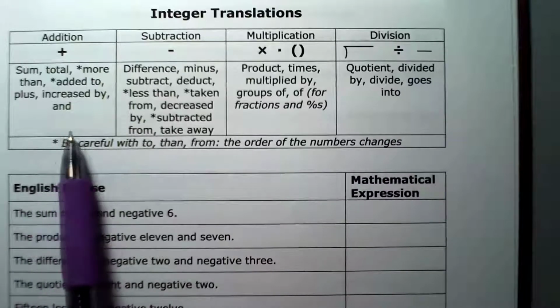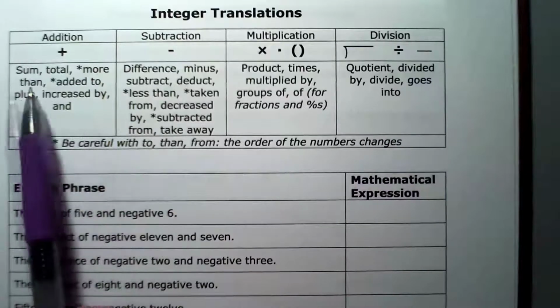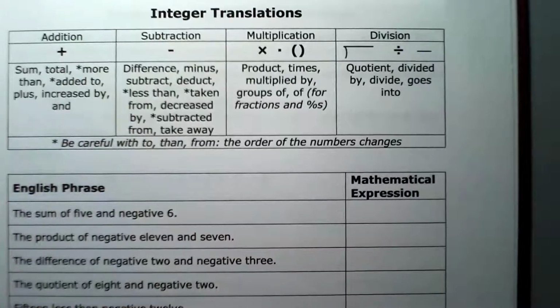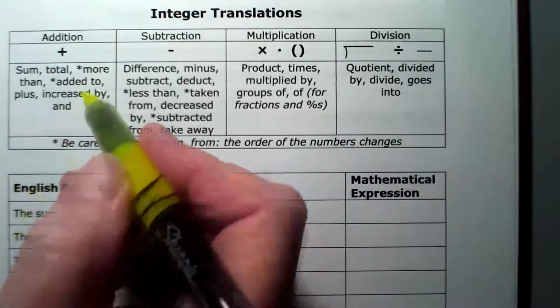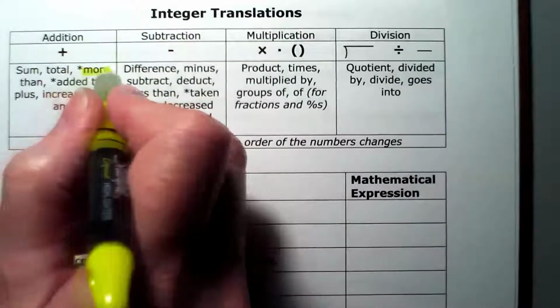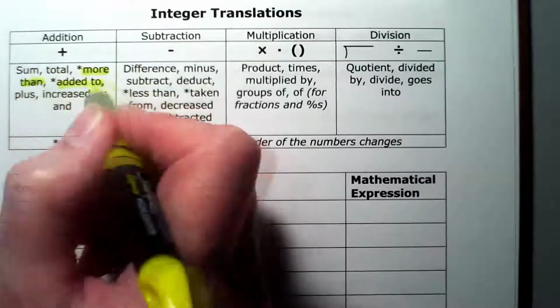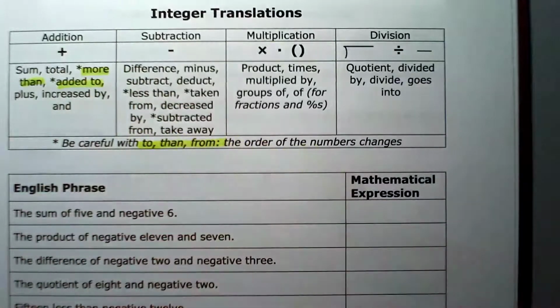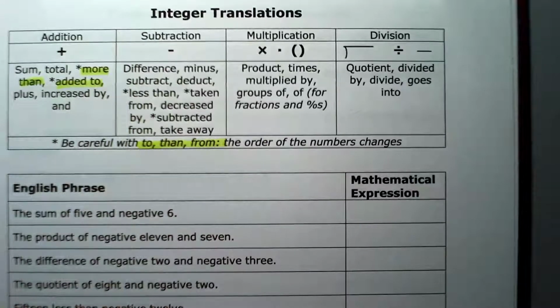The words we would use for addition are sum, total, more than, added to, plus, increased by, or just and. Watch carefully when you have more than or added to. Anytime you see the words to, than, or from, the order of the numbers is going to change. We'll see that as we go through the problems.